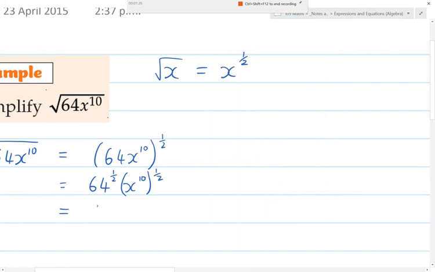So we'll write 8. And then we'll write x, and we'll remember that when we take powers of powers, we multiply those powers together, and 10 times a half is 5, so 8x to the power of 5 is how we simplify that.